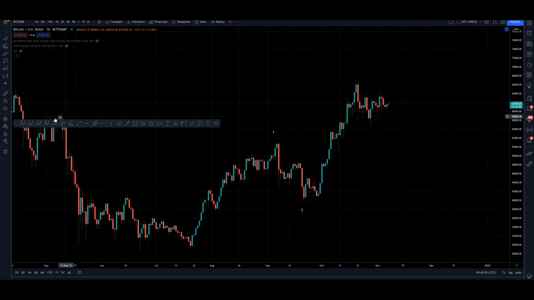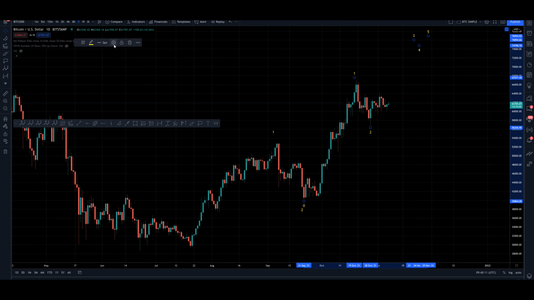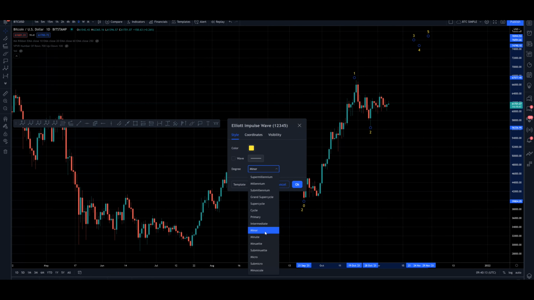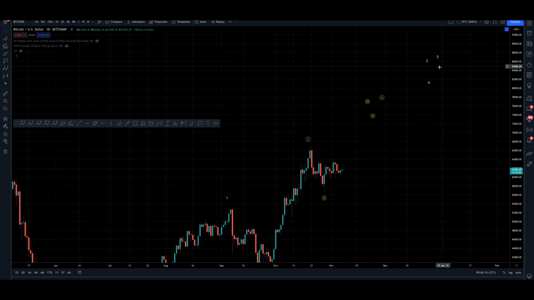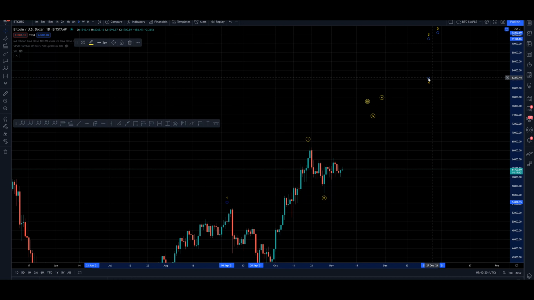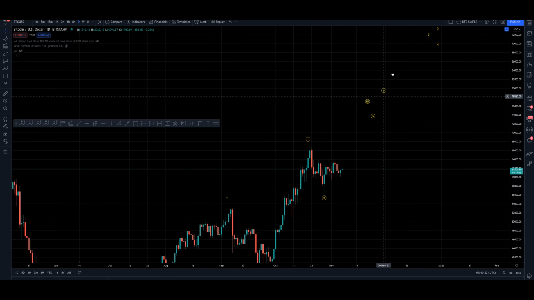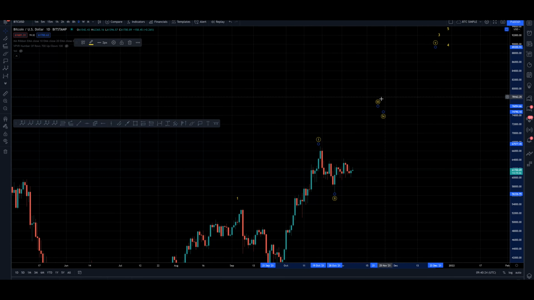Okay. So if this is 1, 2, then I think this is 1, 2, 3, 4, 5 of a lesser degree, and we're just doing another extended 3, which will go much, much higher. Now that we've done that, we've eliminated all other options, so there's only one question left now, which is: is this 2 of a lesser degree complete?